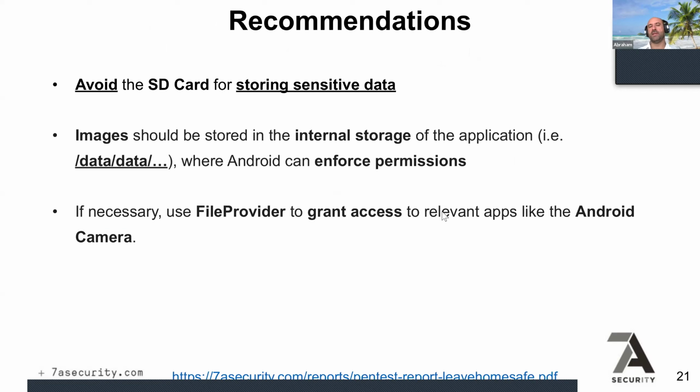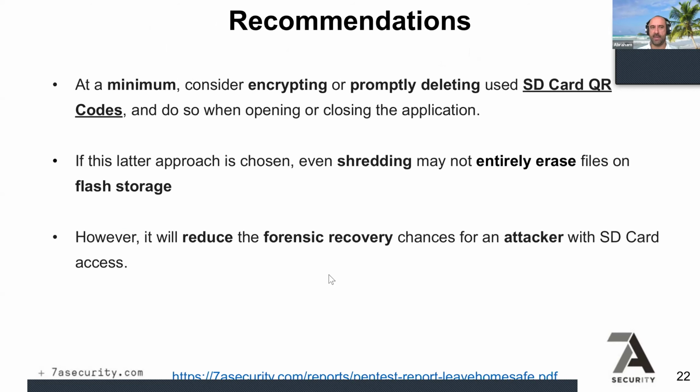So the way to mitigate this would be to avoid storing sensitive data on the SD card, and favor locations such as the data directory, where Android can enforce permissions. And if necessary, you could have a file provider that grants access to relevant apps, like the Android camera, on a need-to-know, need-to-use basis, right? So these would be the main recommendations. And then if you really have to use the SD card, you could try using encryption, then deleting things from the SD card after use, and stuff like that, right?